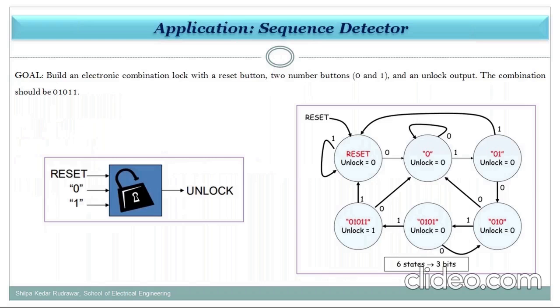Now, as I told you, in this example where I have shown the lock, there is one reset input and 0 1 inputs are given. So what is meant by this 0 1? That is the string of zeros and ones we have given. That string might be 4-bit, 10-bit or anything. Reset is used for resetting purposes.